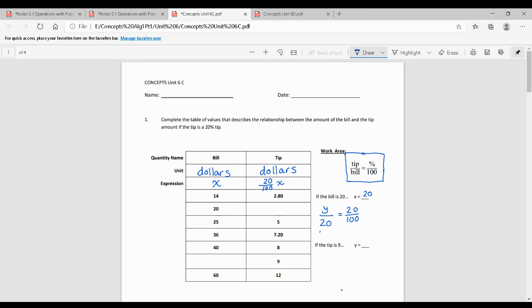So I cross multiply, I get 100Y equals 400, and then divide through and Y equals 4. So my tip is $4. Remember, guys, we just do the same thing, but with Y. I'm using Y because we were looking for tip, and tip is in the Y column. Bill is our X, and tip is Y if I go back to my columns.